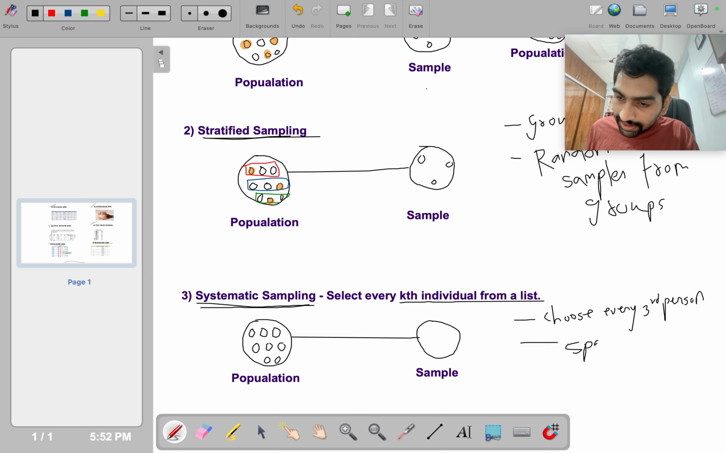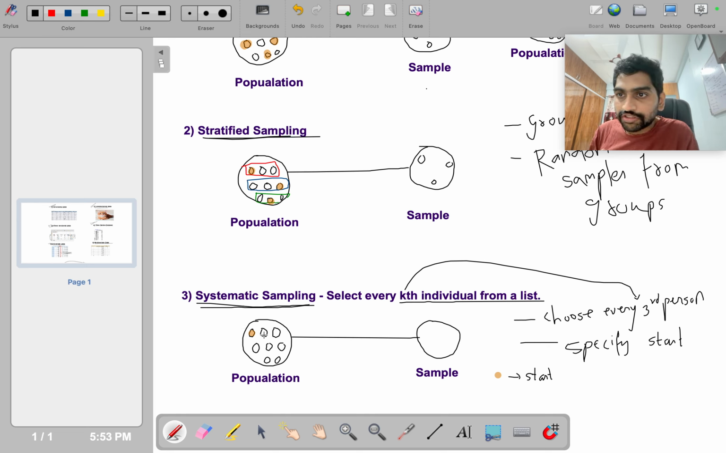You have to specify the start value. So now I will specify this value as the start value. This particular color represents the start value. Here I will also write that it represents the start value. Now I will do the k-th sampling. Here k means the third person, so from this particular point, every third individual you have to select. What will happen? Now I'll change the color and keep it as blue.